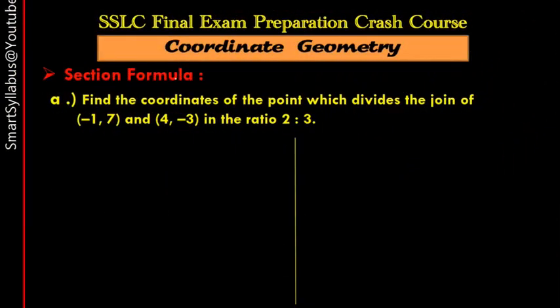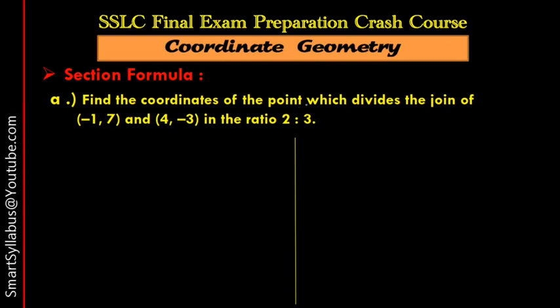Okay students, section formula, under this: find the coordinates of the point which divides the join of (-1, 7) and (4, -3) in the ratio 2:3. Before solving the sum, first let's understand this sum now. There is a line which is joining these 2 points, point (-1, 7) and one more point (4, -3).